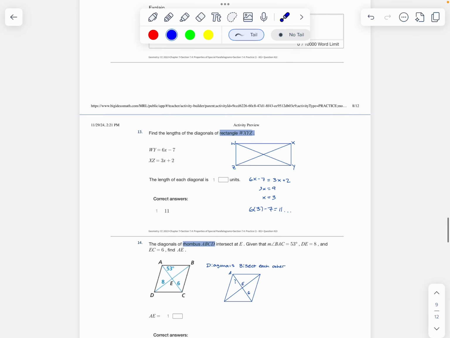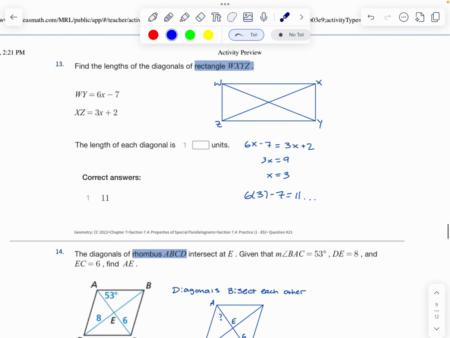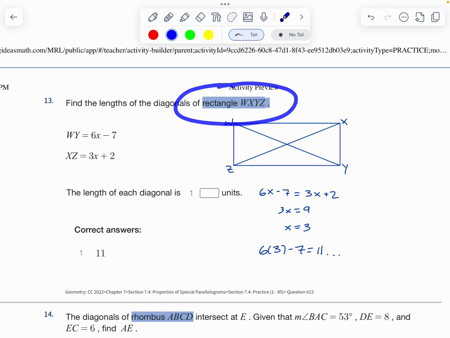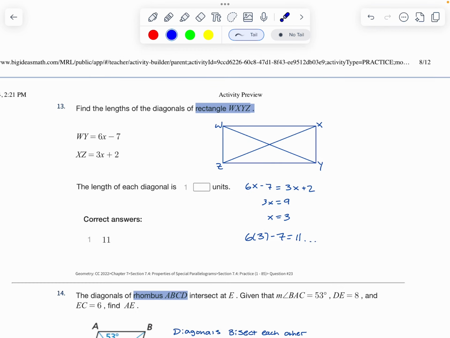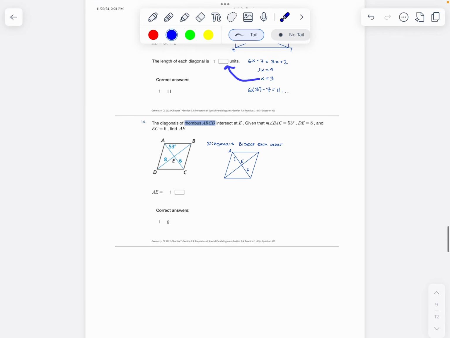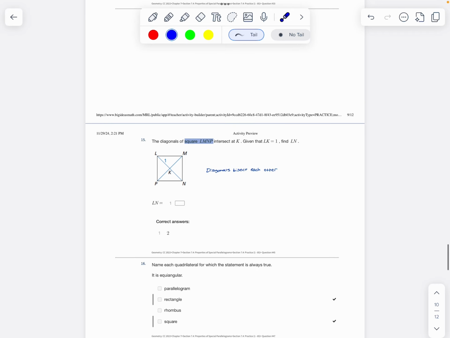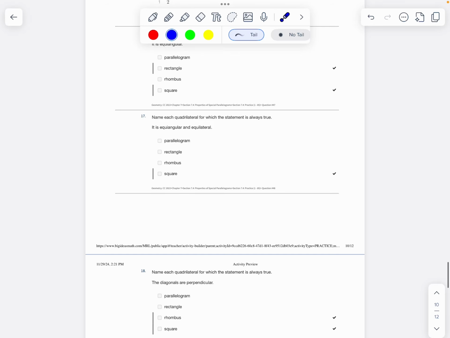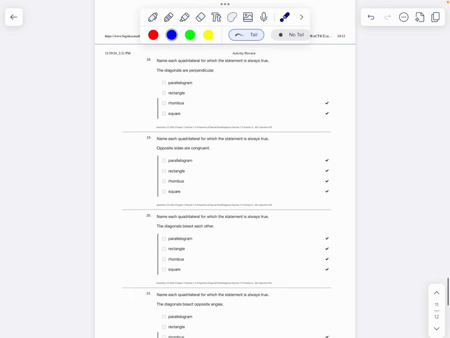Trying to see if I can find any other problems that are big that we should go through. Rectangle, what do you know about the diagonals? Diagonals are congruent. WY is congruent to XZ. I just wanted you to find the length of each diagonal, not just x. I know I'm jumping around here. I don't want to spend too much time going over this, because most of these properties are pretty good.